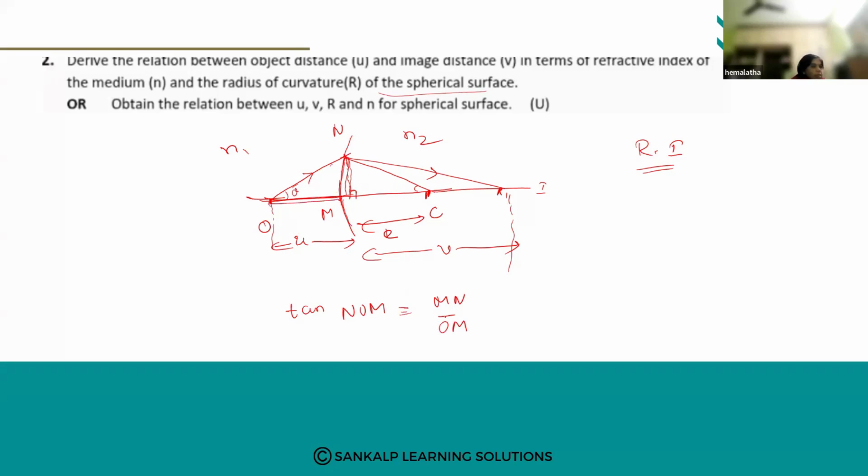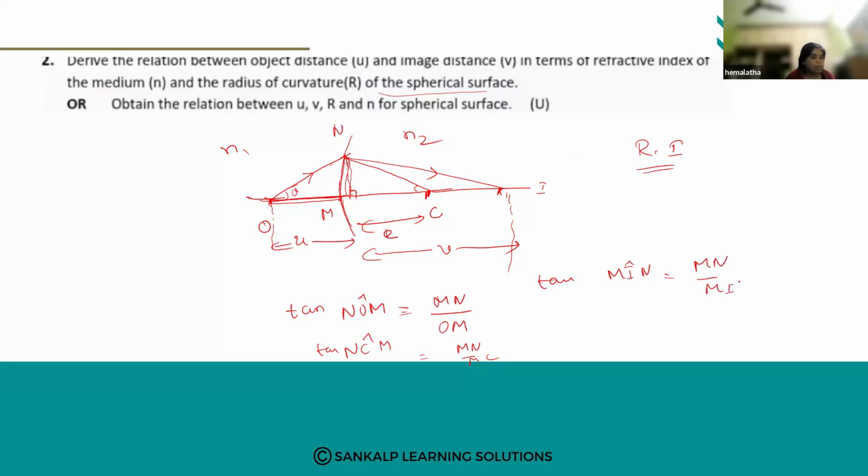Okay. Next one is the same thing. We have to define tan of NCM. So tan of NCM, this is the same thing. That is equal to MN divided by MC. Same thing, tan of MIN. So we are having 3 triangles, as I said. So tan of MIN is equal to MN divided by MI.